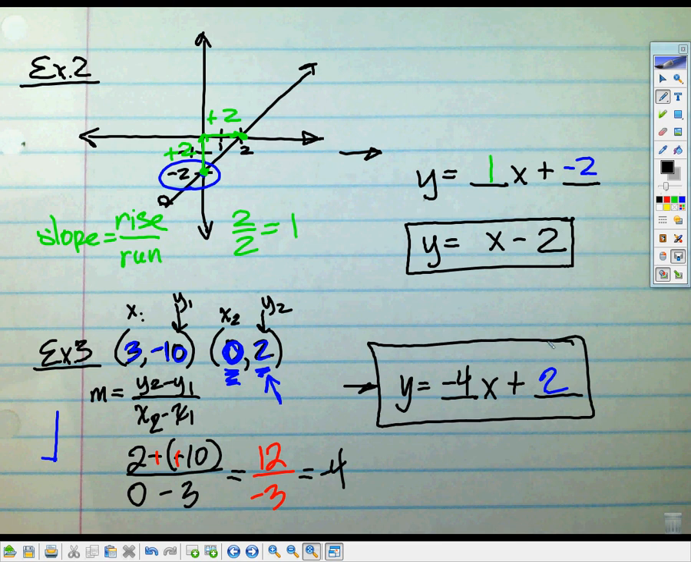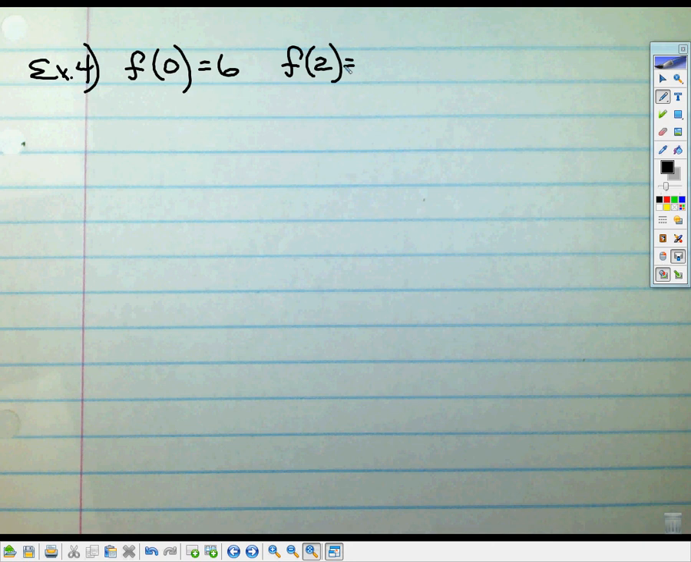If we go to one last example yet, example 4, at the end of the last chapter we worked with function notation. Some of the problems that you will be doing tomorrow for the assignment will be written in function notation, where you have f of 0 equals 6 and f of 2 equals 4.